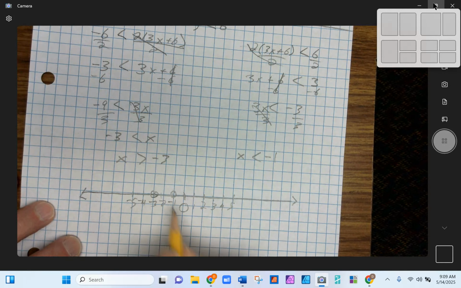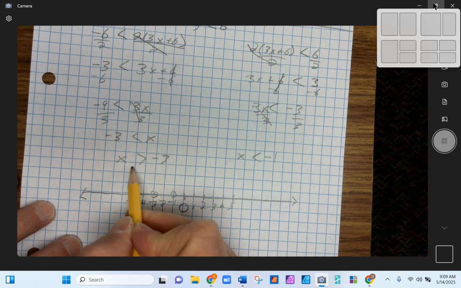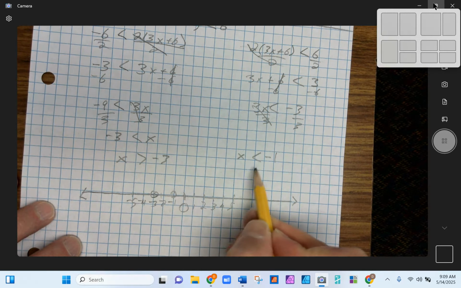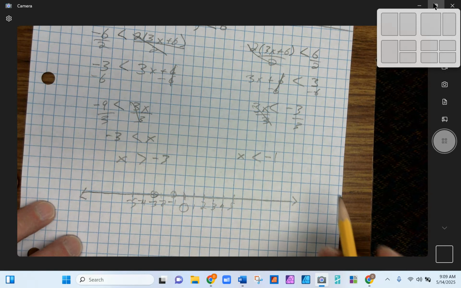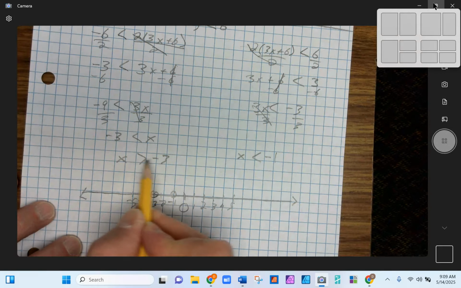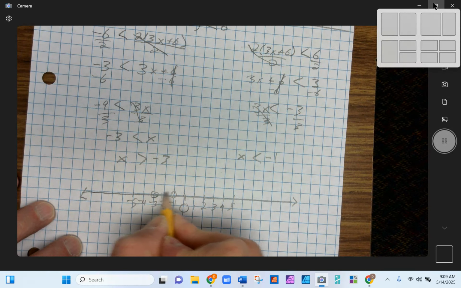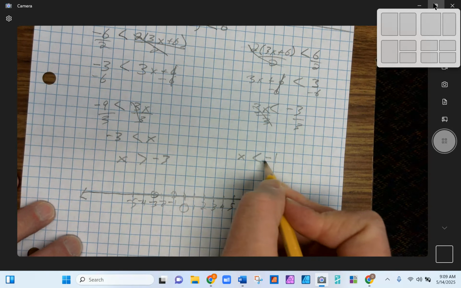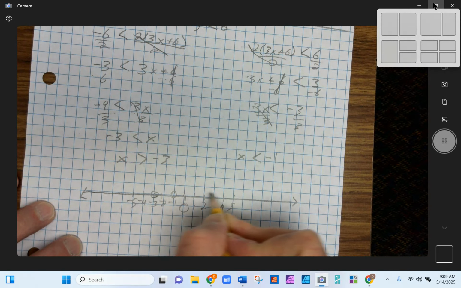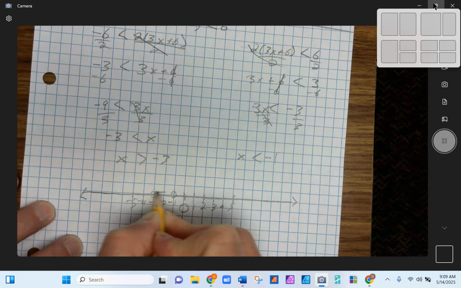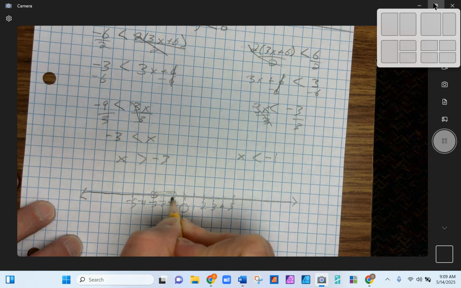I'm going to use open circles rather than closed circles because it does not have the bar underneath the inequality symbol. So it's not greater than or equal to, and it's not less than or equal to. Now this is greater than -3, so our ray is going to go this way, and this is less than, so our ray is going to go left. So rather than shooting all the way out here, it's actually going to get stopped by that right here, right?